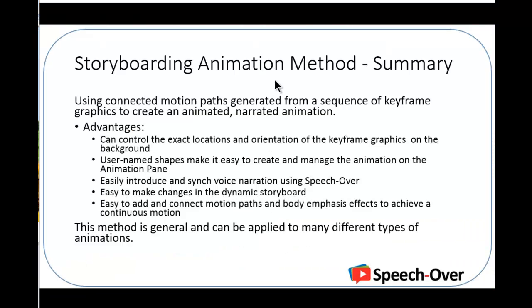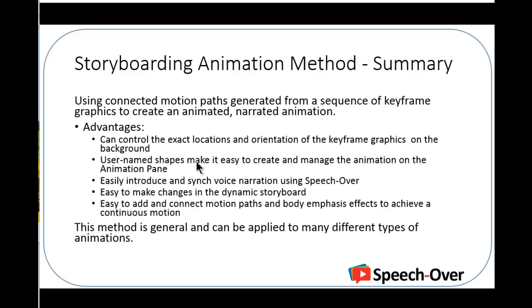Now let's summarize the storyboarding animation method that we've used to create the animation. It is using connected motion paths generated from a sequence of keyframe graphics to create an animated, narrated, continuous animation. The advantages are that we can control the exact location and orientation of the keyframe graphics on the background because we're placing it before in the storyboard exactly where it needs to go.